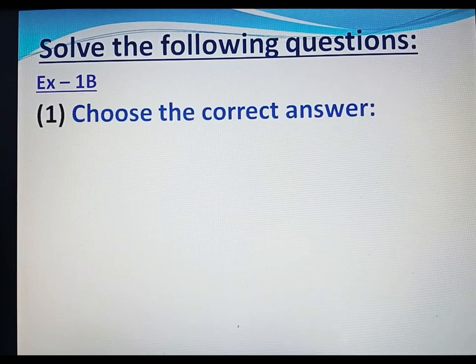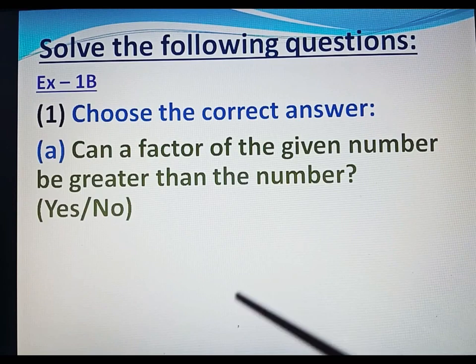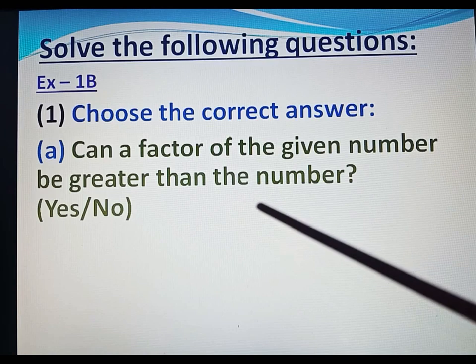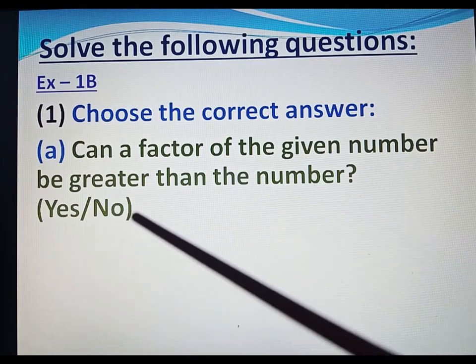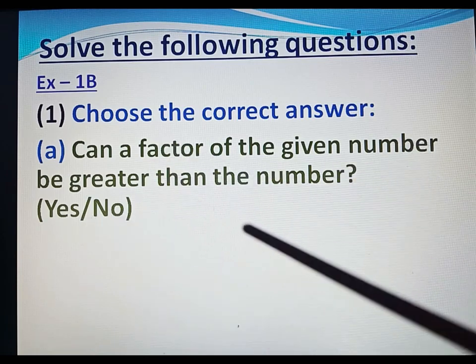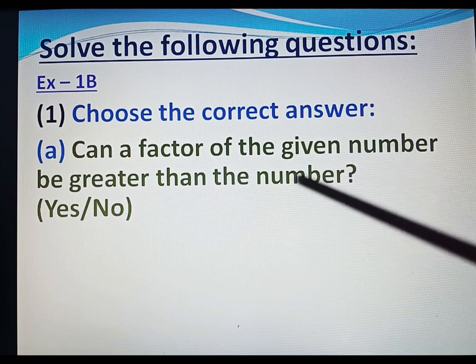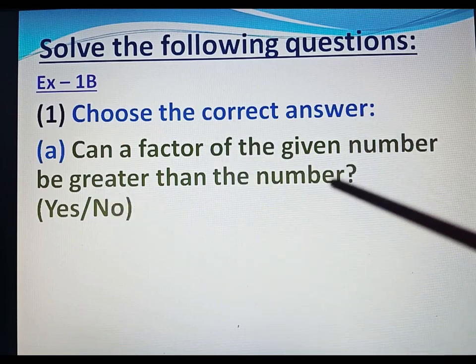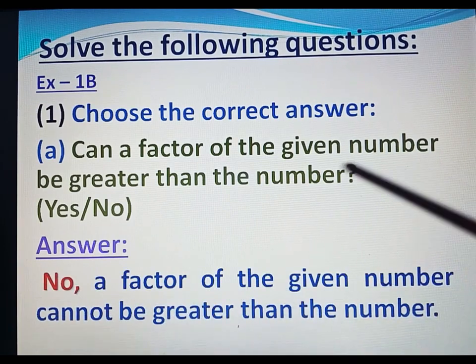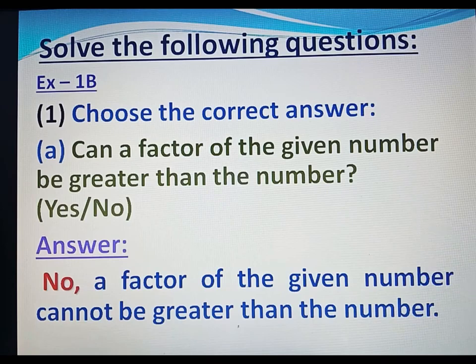Question number 1. Choose the correct answer. A part. Can a factor of the given number be greater than the number? Yes or no? Can a factor of the given number be greater than the number? Answer: no. A factor of the given number cannot be greater than the number. Either it should be less than or equal to the given number. It should not be greater than the number.